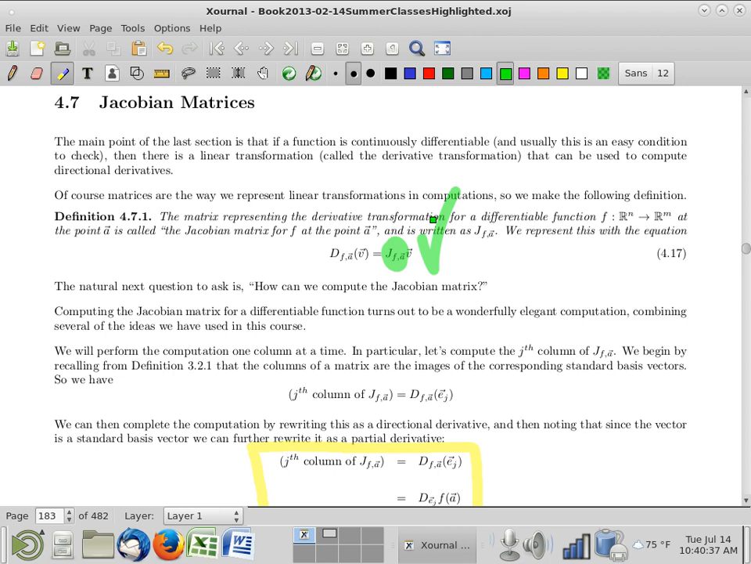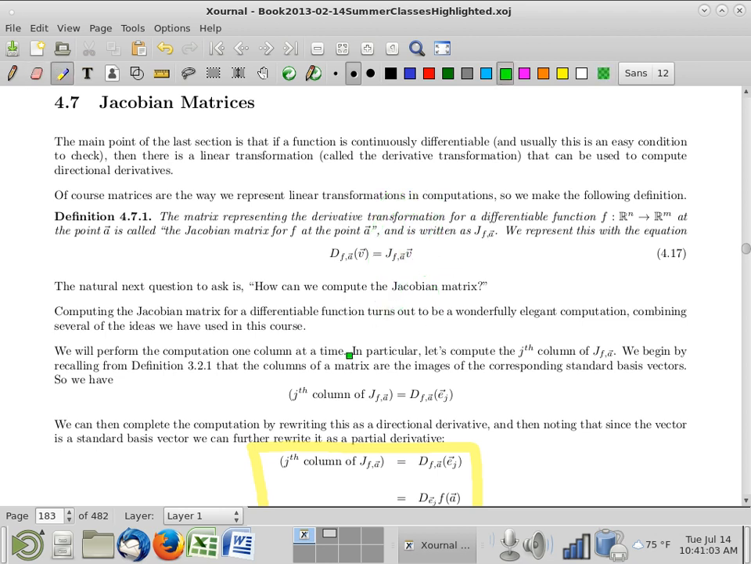So here's the big question. We know we're going to want to deal with derivative transformations. Powerful tool. How would I go about computing the matrix that represents it? Said differently, with the understanding that I'm going to do it with convenient notation, how do I compute the derivative transformation? It's a huge question.